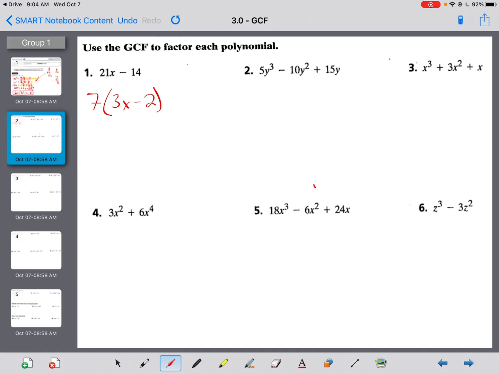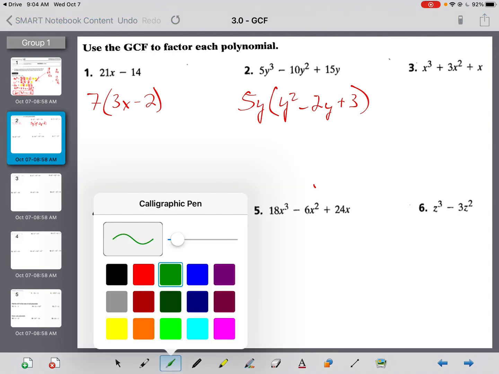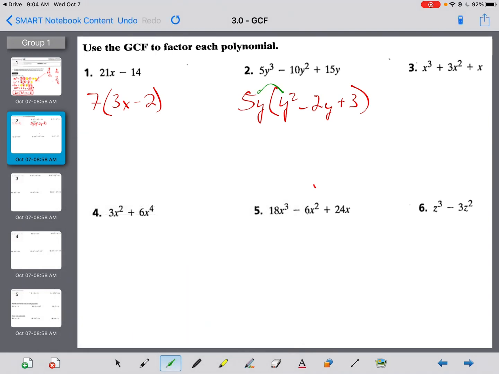Let's see, I see a 5, a 10, and a 15. 5 goes into all of those. They all have a y. So 5 divided by 5 is 1. Y to the third, and take a y off of that makes y squared. 2 times 5 makes 10. Take a y off, just 1y. And 3 times 5 makes that. What should be able to happen is if you take this back in, 5y times y squared makes 5y to the third. 5y times negative 2y is negative 10y squared. 5y times 3 is 15y. It should be able to multiply back together.